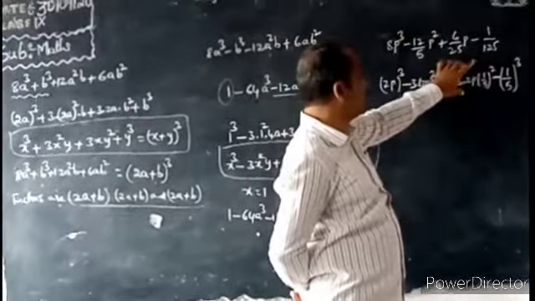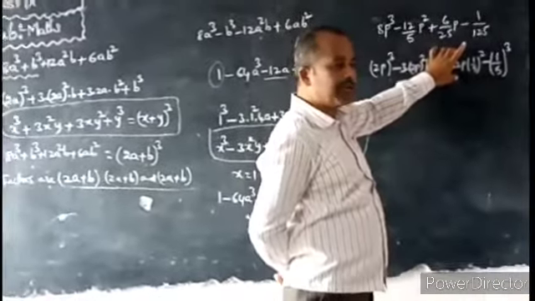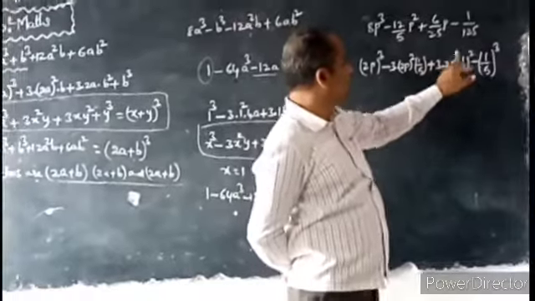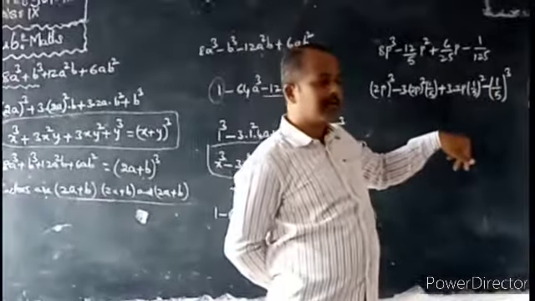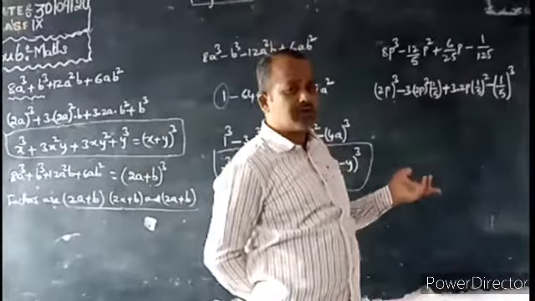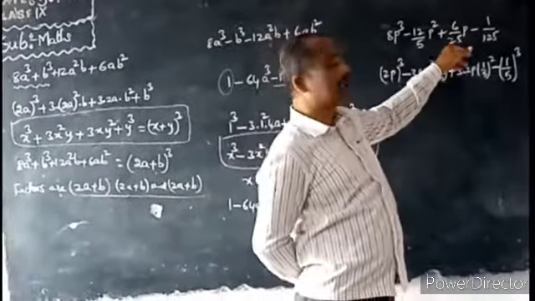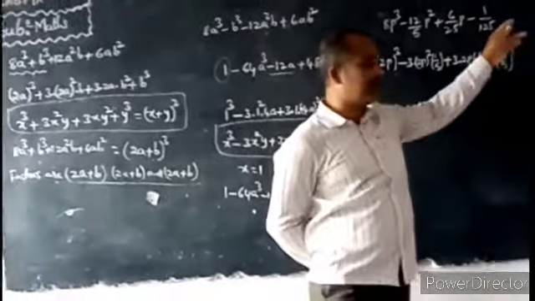Next, 3 into 2b is 6b. Next, 6b into 1 by 5 whole square. 1 by 5 whole square is 1 by 25. 6b into 1 by 25 is 6 by 25 b. That is the term only, na? Next, 1 by 125 can be written as 1 by 5 whole cube.